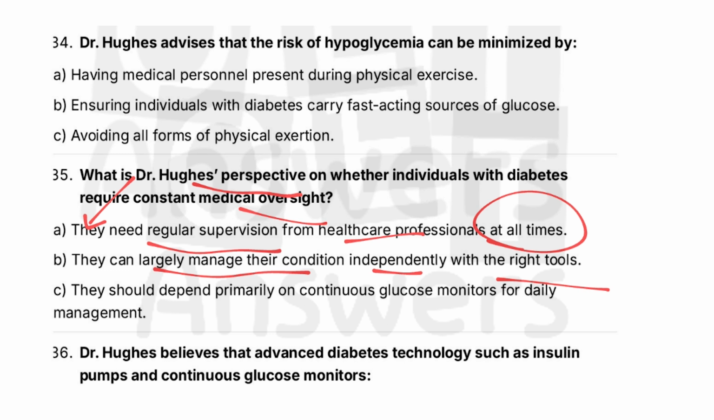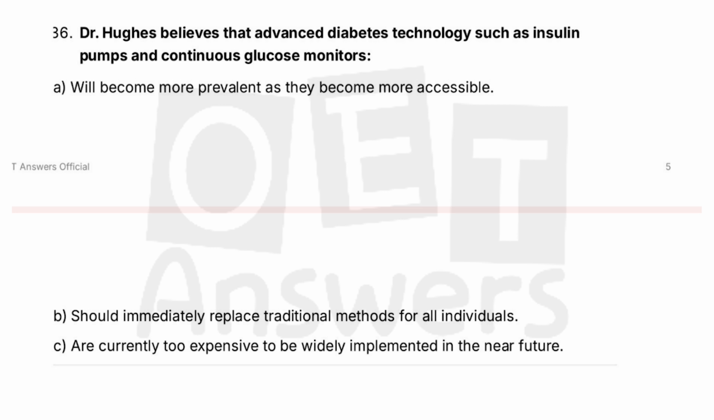The last one is they should depend primarily on continuous glucose monitors for daily management, so they can completely depend on the CG monitors for daily management. Based on the audio, you can confirm the right answer. Got it? So finally, you can use your prediction. First, you are identifying his viewpoint. Second, you are differentiating answer options. Third, you are predicting the situation or content which is more suitable for the question, and your prediction should be more suitable with the answer in the audio too. Clear?